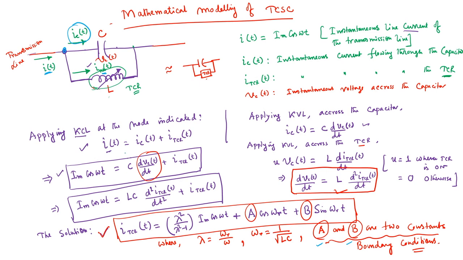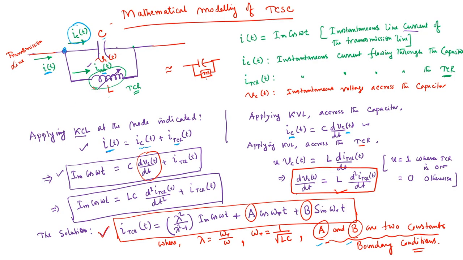Now, when the TCR current is distorted, non-sinusoidal or harmonic, then even if the line current is perfectly sinusoidal, ICT will also be non-sinusoidal, which makes the voltage across the capacitor, which depends upon the current, also distorted, non-sinusoidal or harmonic. Now, what would be the actual expression of the instantaneous voltage across the capacitor? I will derive that from these mathematical equations, and then we will try to plot it.